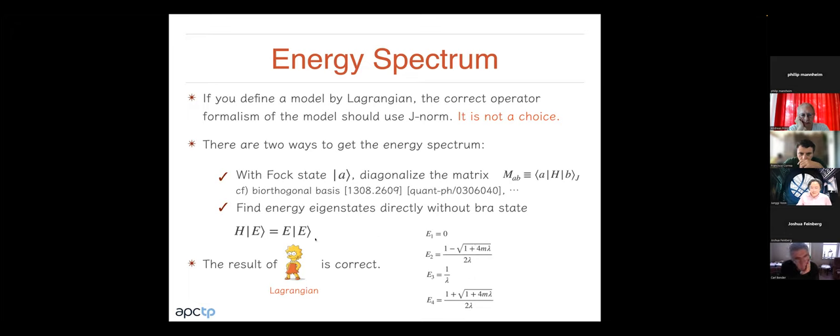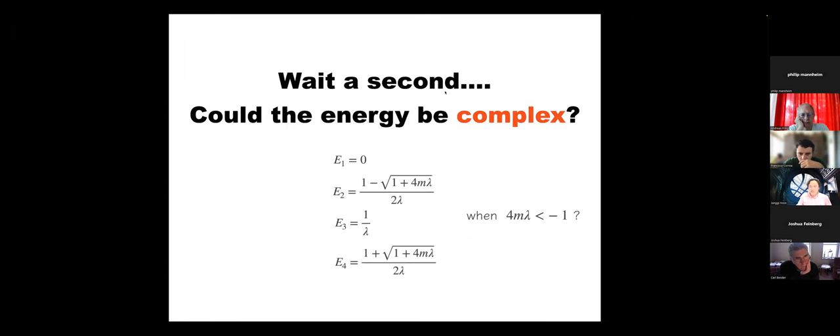Or you can just solve this linear equation, and then, without an inner product, you can also obtain Lisa's result. So Lisa's result is correct, but there is some problem. Lisa's result has energy that could be complex when mλ is less than -1, because of the square root.